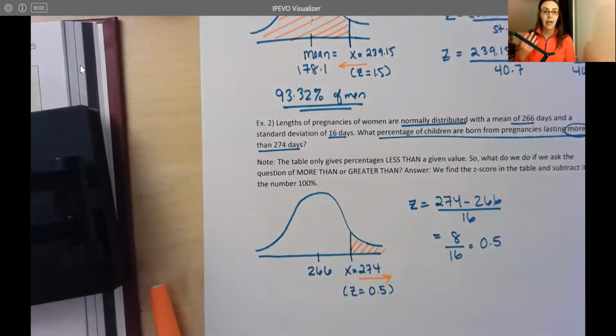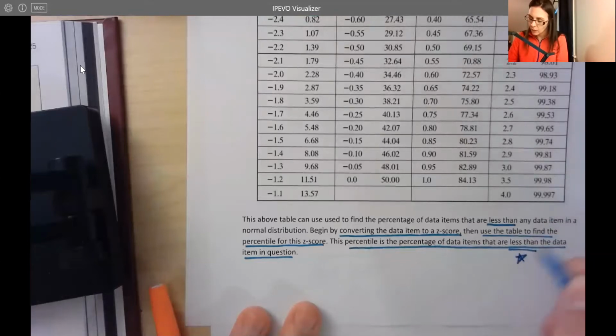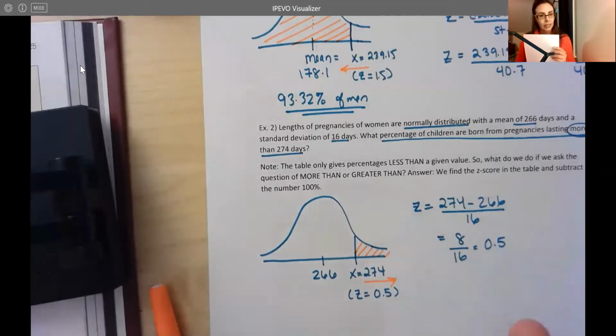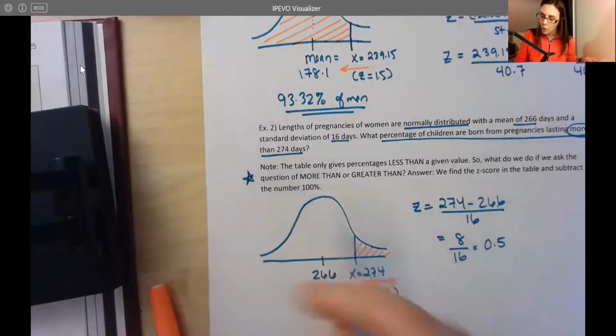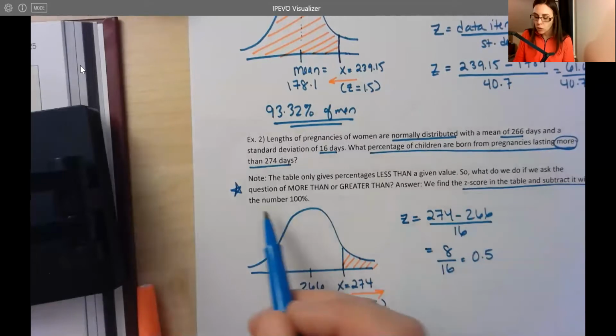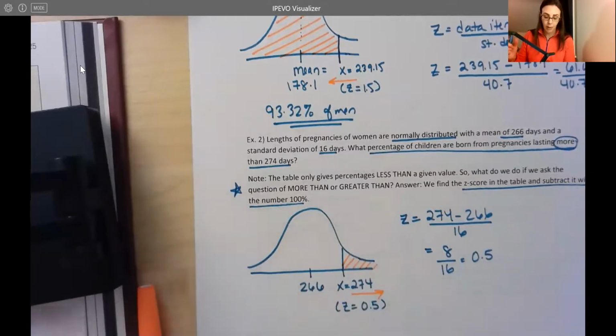Now, the table that I gave you always gives values less than, or areas to the left. At the bottom of the table is this key idea that says it gives values for things that are less than. So it's giving area on the left. Here, I don't want less than, I want the greater than or more than. So I want the opposite side. When that happens, you still find your z-score in the table, but subtract it from 100%, because the whole thing is 100%. The table will give me the left side, and I really want the right side. So I'm going to subtract from 100%.